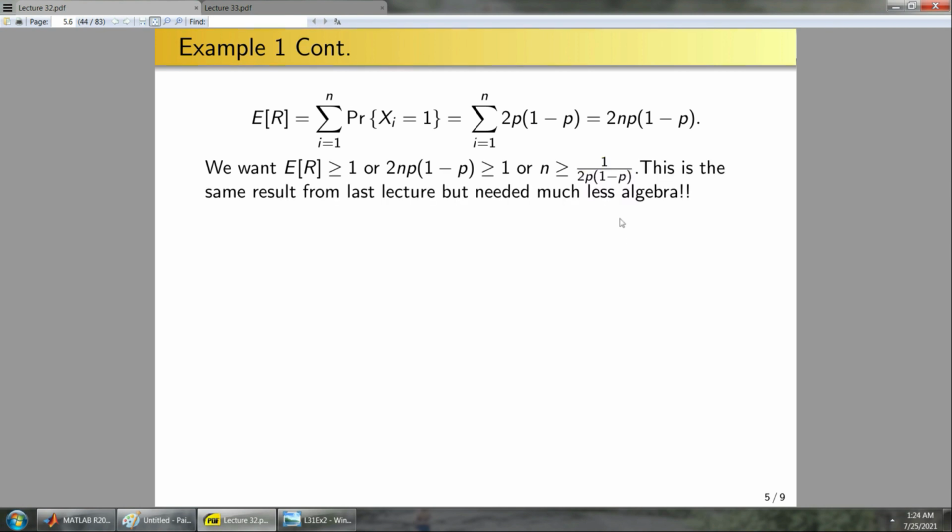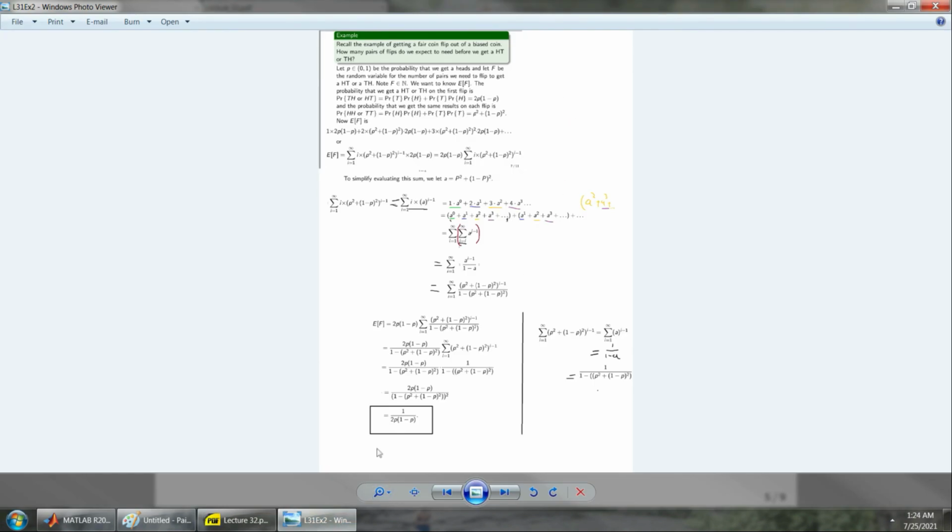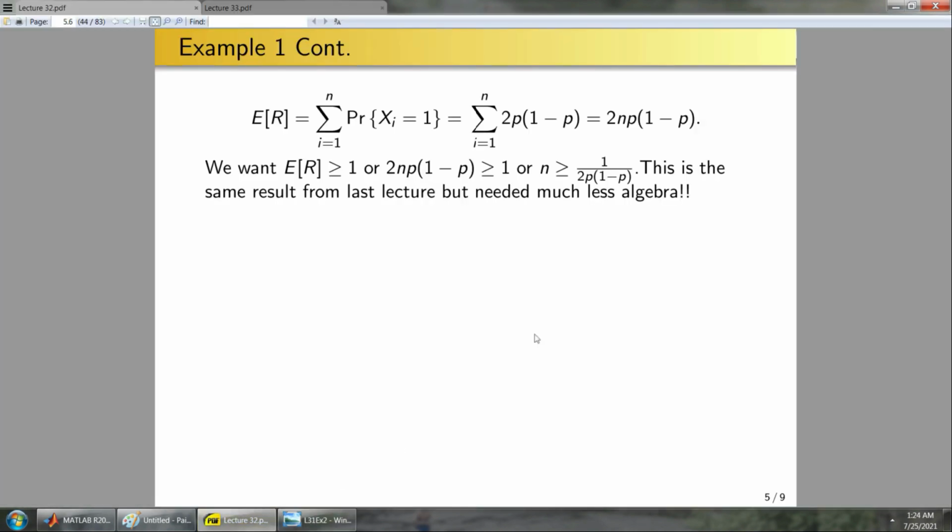So do recall, this is the same result that I had from the last lecture, but I literally do this much algebra here plus this using a more sophisticated framework, as opposed to doing all of this stuff and dealing with this relatively nasty-ish sum in the middle. So yeah, same result from last lecture, but much less needed algebra. So when I say this can dramatically help simplify things on the final, this is what I'm meaning.